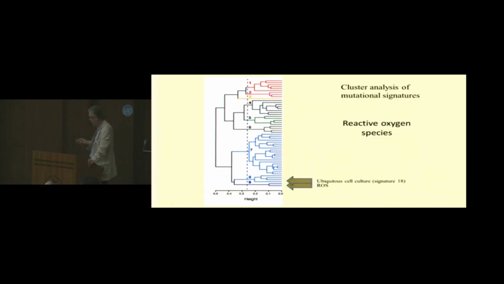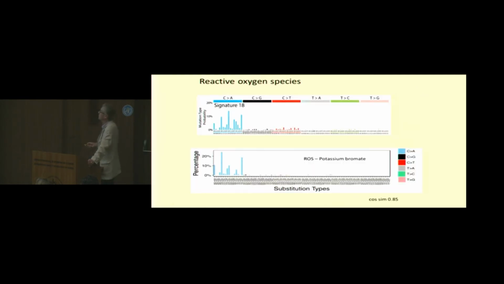And then, signature 18, which I told you was thought to be due to reactive oxygen species, here's experimental proof that it is, because when we treated the cells with potassium bromate, which generates hydroxyl radicals, we got a signature that was very similar to signature 18. So here's, if you like, first experimental evidence that signature 18 is in fact due to reactive oxygen species.